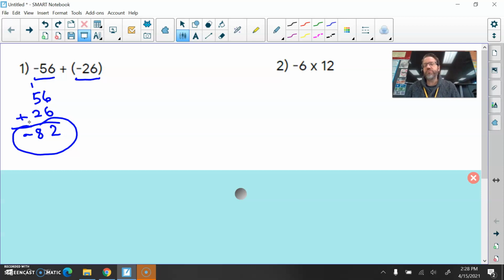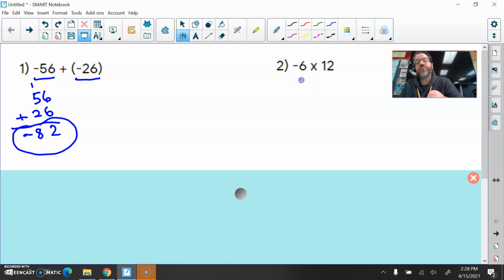Now, number 2, the rules are different for multiplying and dividing. Remember, when multiplying or dividing, anytime you have two negative signs in the problem, they will undo each other. One is finding the opposite of the other, in effect. So whenever you have two negative signs, they'll join together to make a positive. But in this problem, it's negative 6 times 12. We only have one negative sign, so we're going to get a negative result when we're all done.